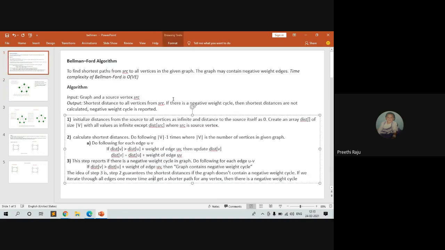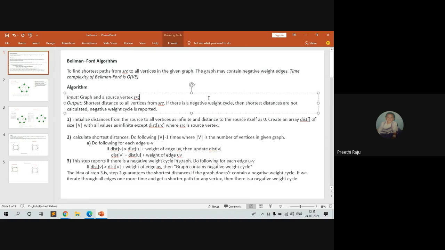Then the second step. The only condition we have to check is whether distance of V is greater than distance of U plus weight of edge UV. Let me explain it when I come to the problem. We have to note this one. Only if this condition is satisfied do we change the shortest distance of each node.